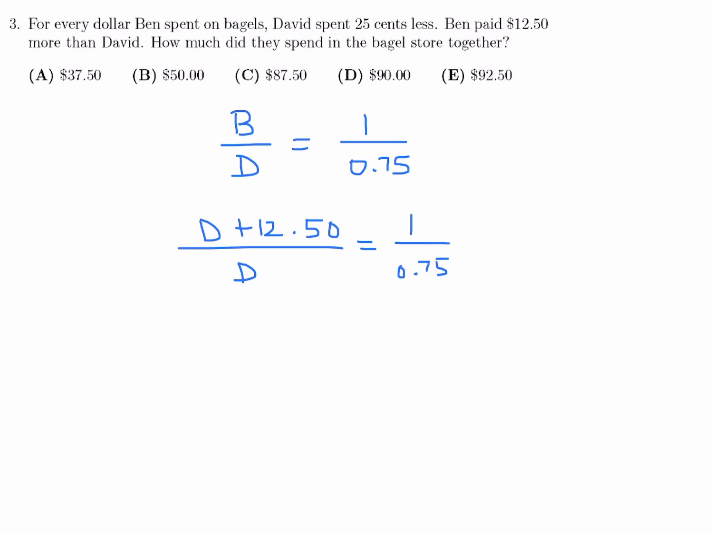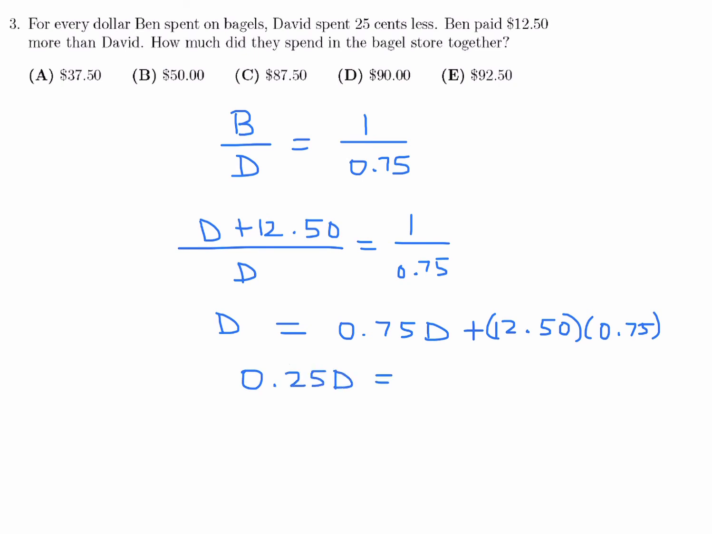Cross multiply, and you get D on this side, and then on that side it would be 0.75 times (D plus 12.5). And then put everything on one side and get 0.25 D, and 12.5 times 0.75 is 9.375, and then divide through by 0.25, and you get D equals 37.5.